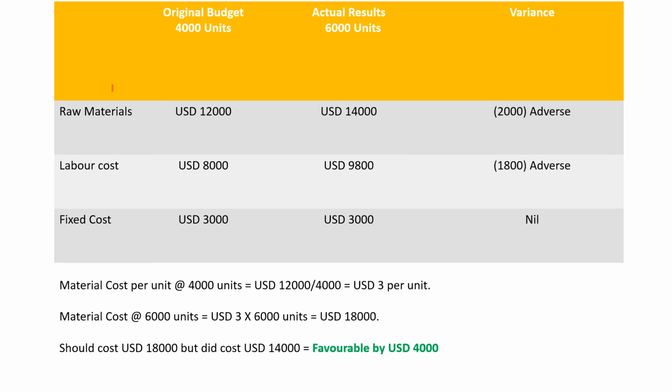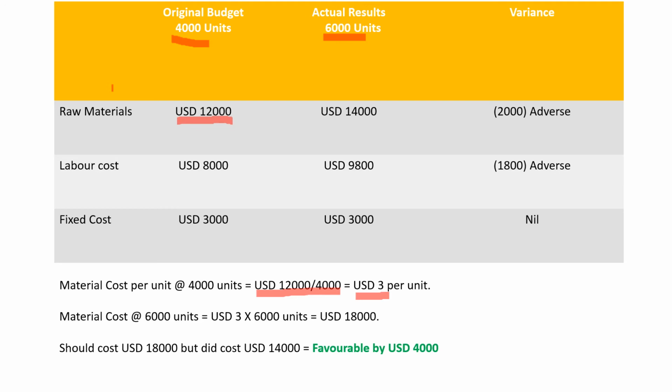Okay, let's look at our original example and try to shed some light by asking the two famous questions: what should happen and what did happen. Let's look at the original budget, which means we are working with 4,000 units. Looking at raw materials, which cost $12,000 from the budgeting exercise, we can now calculate the material cost per unit simply by taking the $12,000 divided by the 4,000 units. If we do this, we get an answer of $3 per unit.